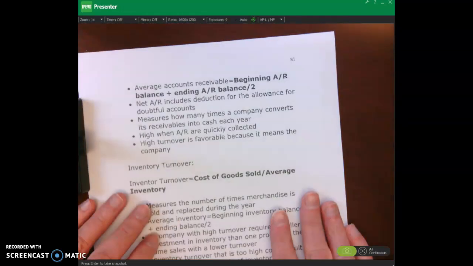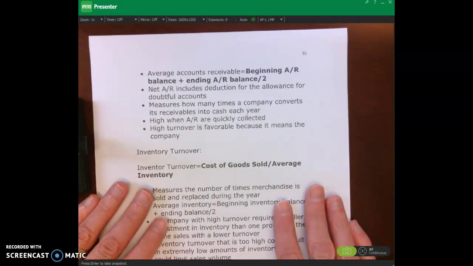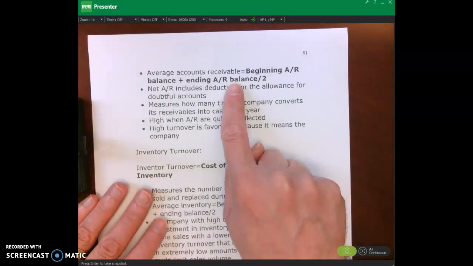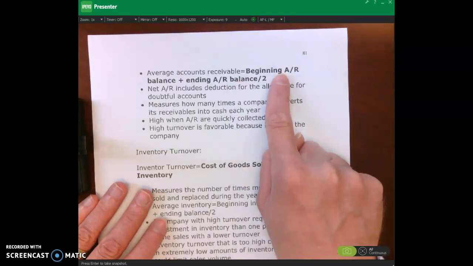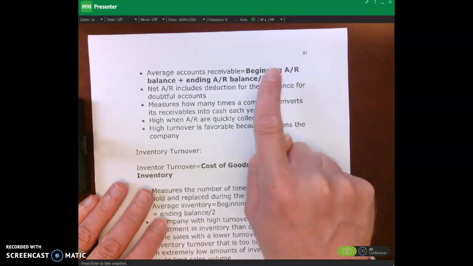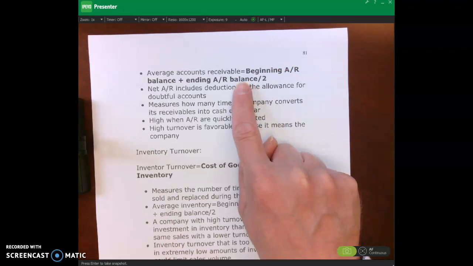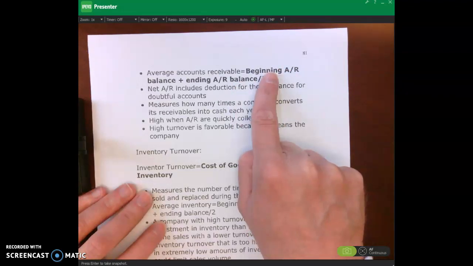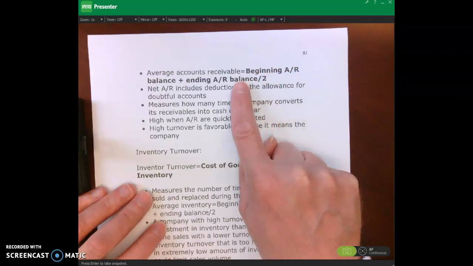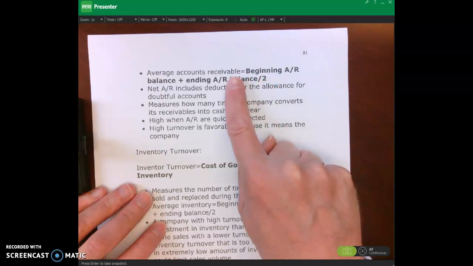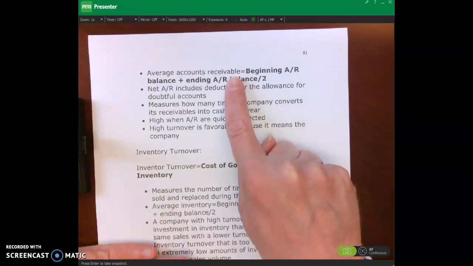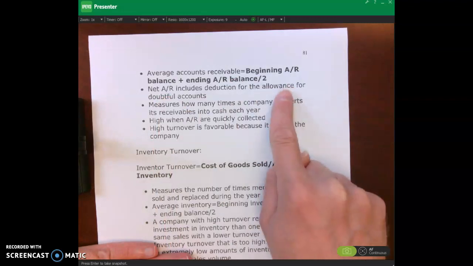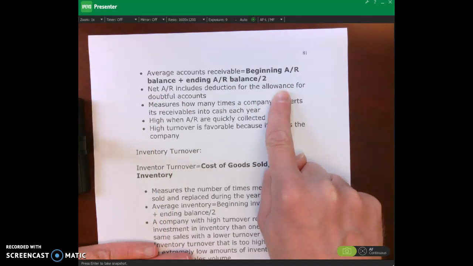What we mean is our beginning accounts receivable balance plus our ending accounts receivable. So the beginning of the year accounts receivable, and then the end of the accounting period. So beginning of the accounting period plus the ending divided by 2. That gives us our average accounts receivable. The net means it's after the allowance for doubtful accounts.